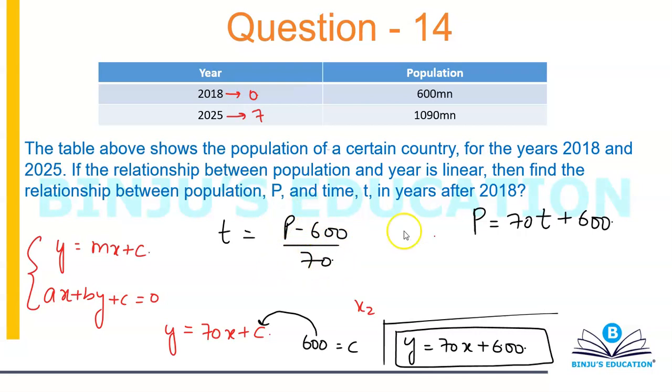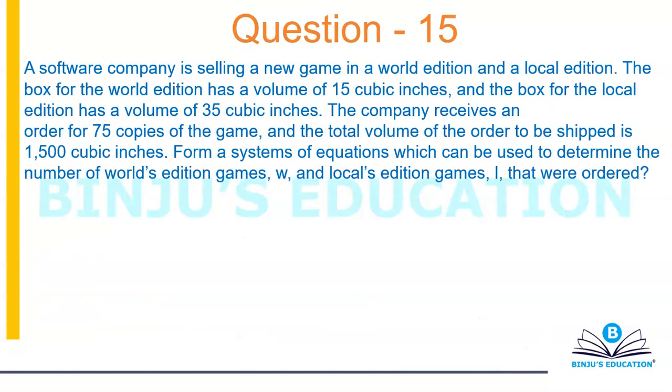Once you get this form, that is p is equal to 70t plus 600, then you can convert it into any form, or you can mark whatever the correct answer is. It won't matter. Alright, I hope the question and the concern is clear. Alright, pause the video and try this question, please.